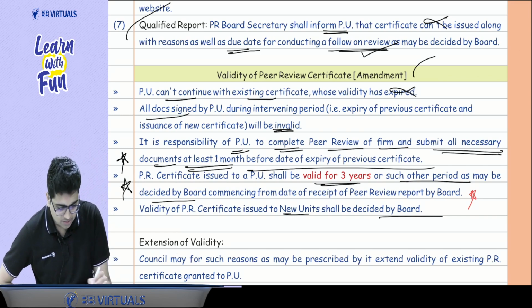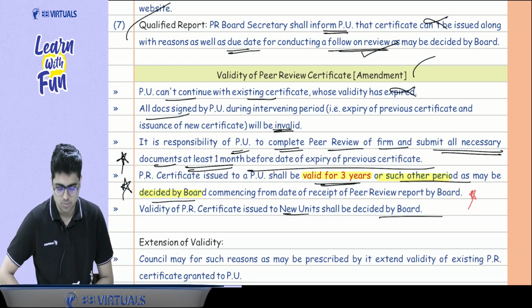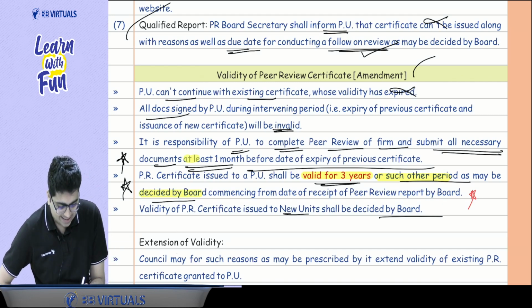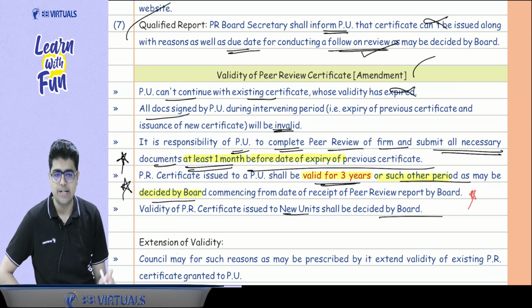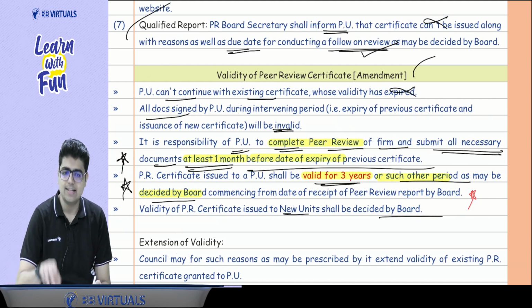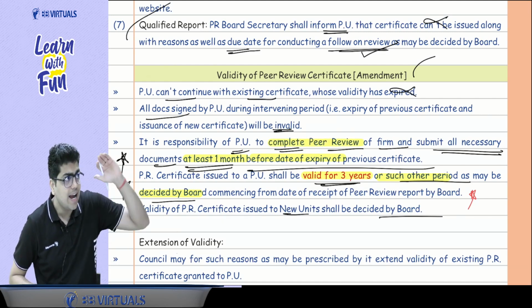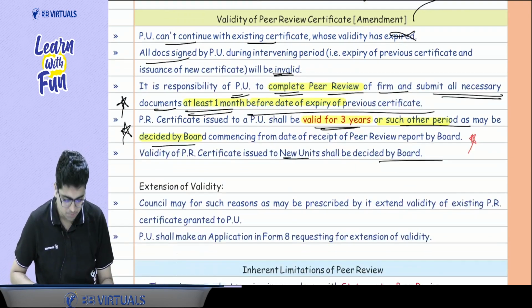Come on. It is valid for a period of 3 years or such other period as may be decided by the board. When should it be completed? At least 1 month before the date of expiry. Come on. When should it be completed? The peer review should be completed in all aspects at least 1 month before the date of expiry, and it is valid for a period of 3 years or the time as may be decided by the board.